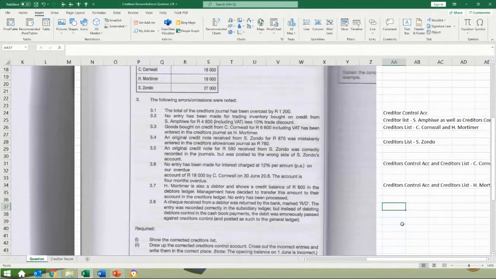Okay, now what this means is instead of taking this RD check to your debtors account where it's supposed to have gone, we've accidentally put it in our creditors control account and posted it to the general ledger. Okay, so this means that would only have affected our creditors control account. It would not have affected an individual creditor.